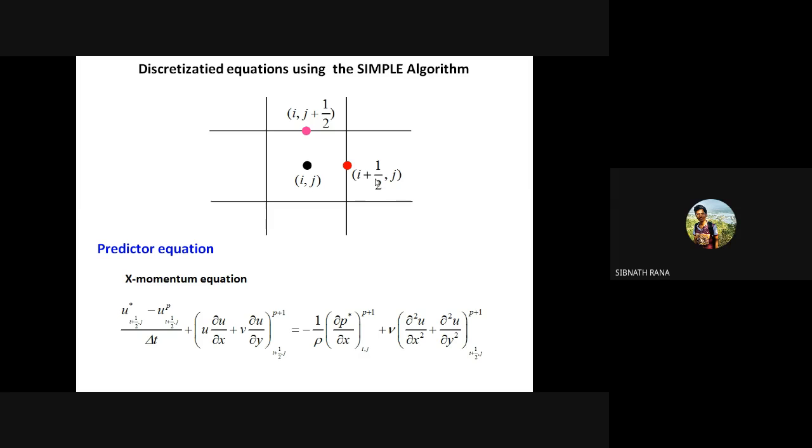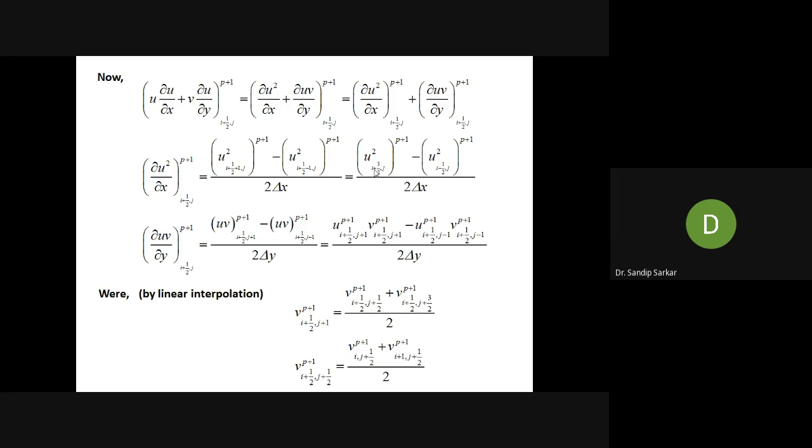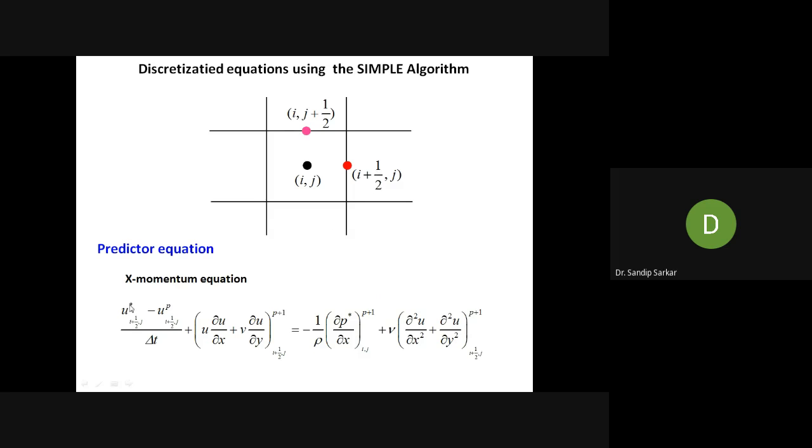Okay. Good. Now let us do one by one. Let us start discretizing, because this is already fine. This is temporal discretization. Now let us start discretizing this term, the convective term, u del u del x plus v del u del y at the I plus half j grid point.